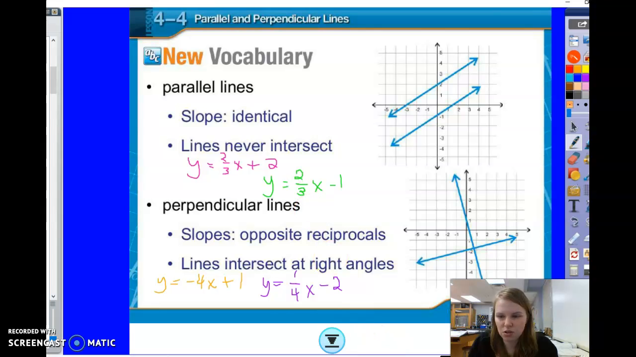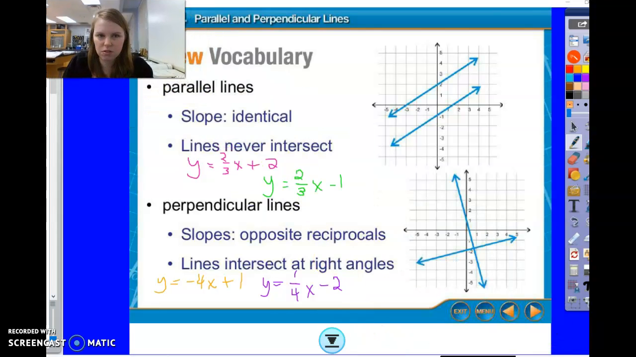When we're talking about slope, when we say parallel lines, what we mean is that the slopes are identical. These lines never cross and never intersect, which means they have to have the exact same slope. So let's say you had 2/3 x plus 2. That means another line with the same slope. Remember, slope is right in front of the x, so it'd be 2/3 x and anything else. I just wrote -1 as an example. These would be the equations for these two.